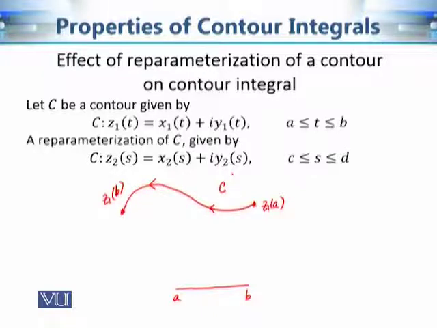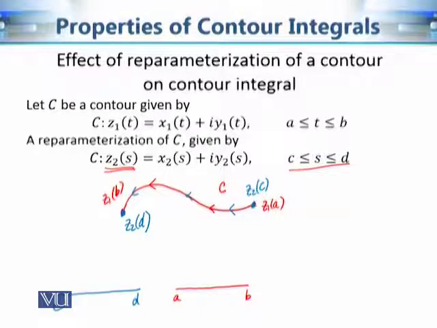Now in general, these two functions z1 of t and z2 of s are different, and the variation of the parameter is also different. Now if we represent this z1 of t in the following way, so this is the interval a to b, and when we apply this function z1 on these values of the parameter, then we get the following path C. And if we apply z2 on the parameter values from c to d, then we get the same path but in a different way.